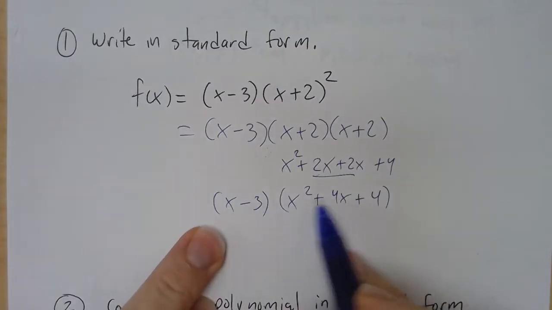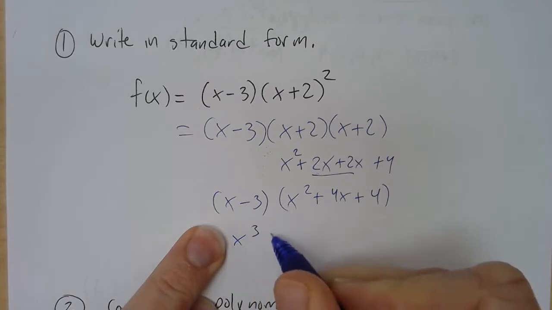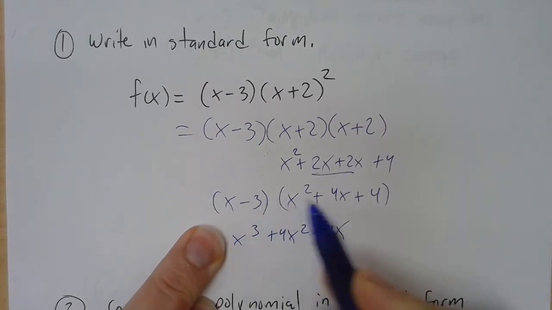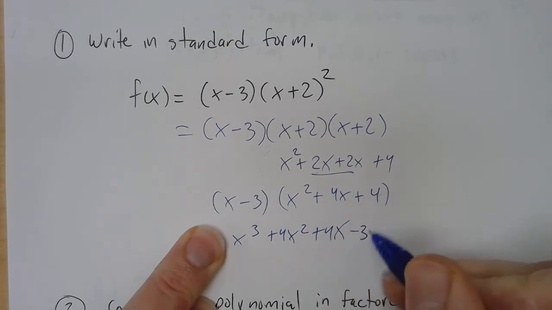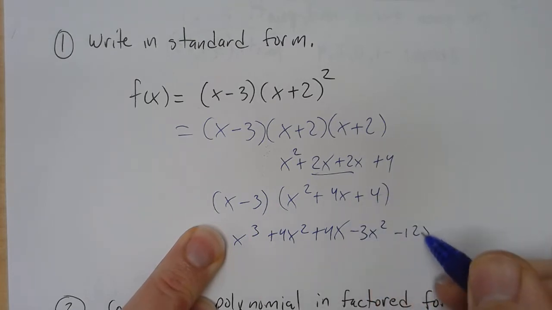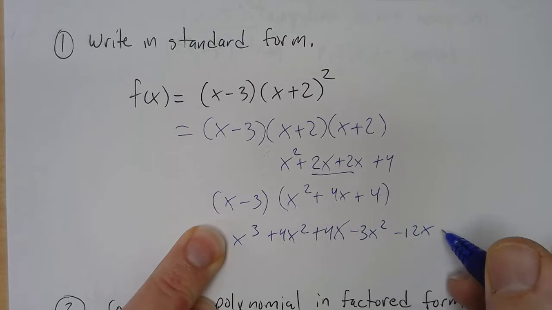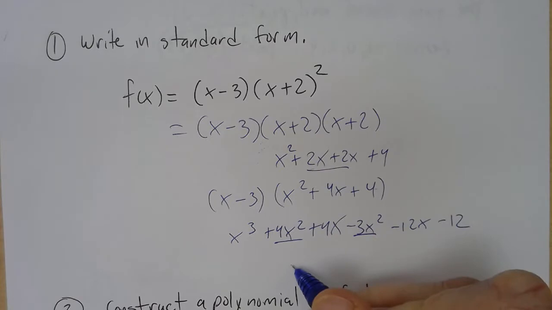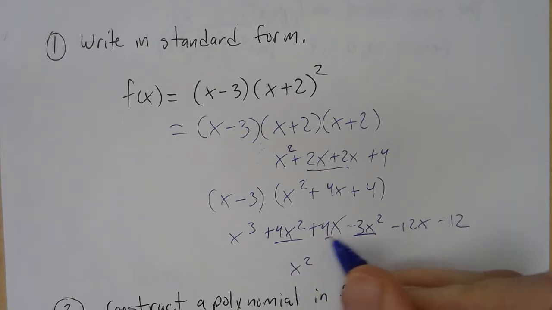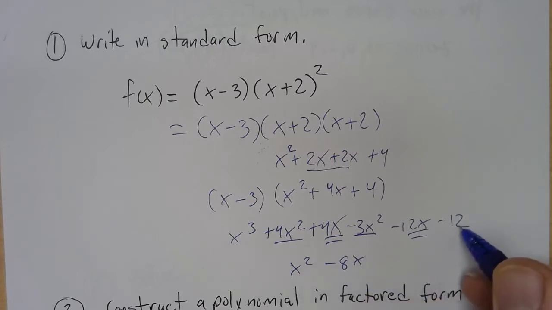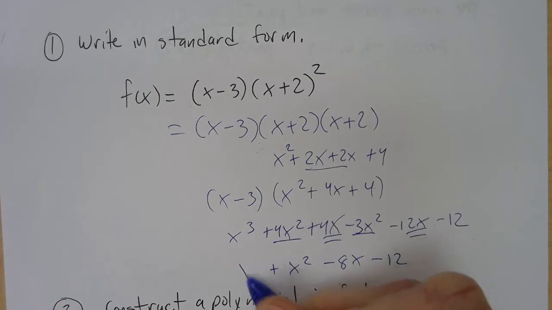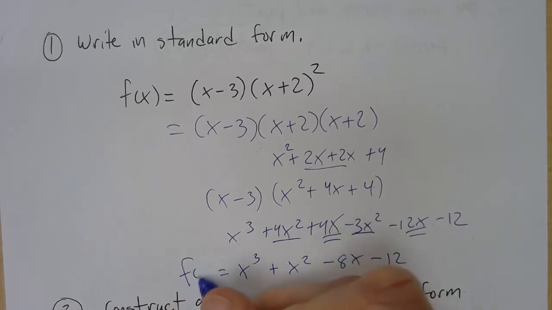So we're going to do x times each one of these. So it's going to be x cubed plus 4x squared plus 4x. Now I'm going to do negative 3 times each one of those, negative 3x squared minus 12x, minus 12. Put together the like terms. This and this go together. That makes x squared, or 1x squared. This and this go together. Minus 8x. The 12 doesn't have a partner there, so it's minus 12. And then plus x cubed. And that's what f of x is equal to.